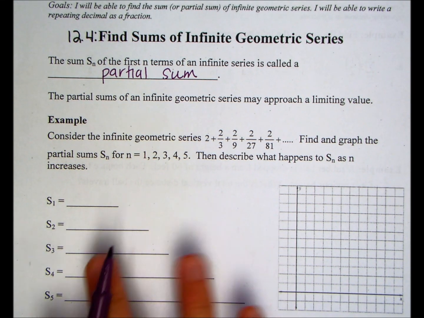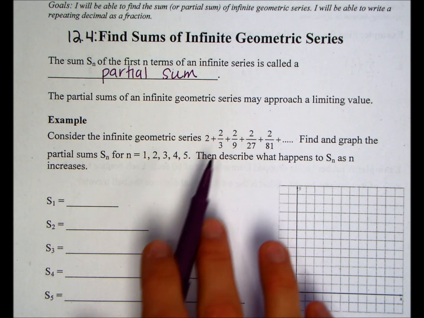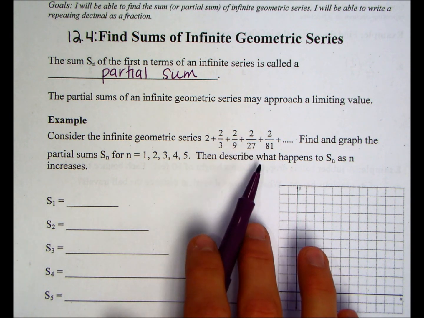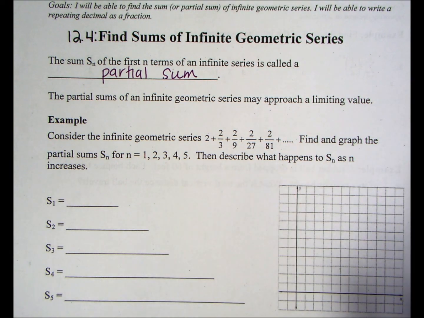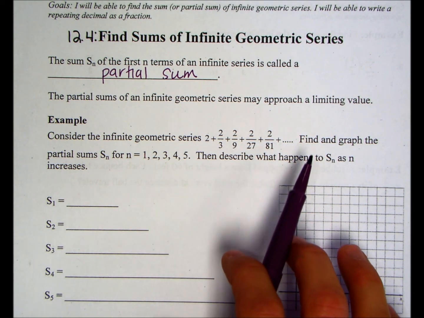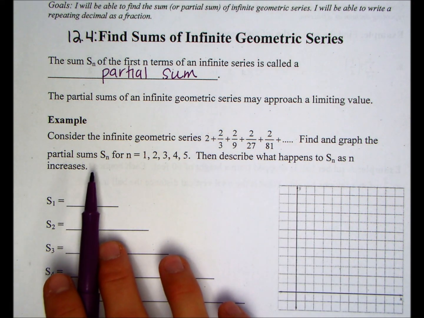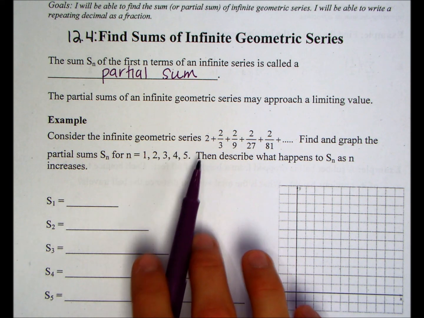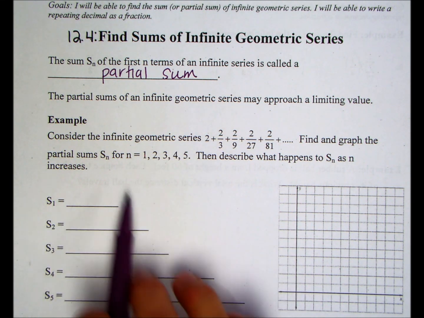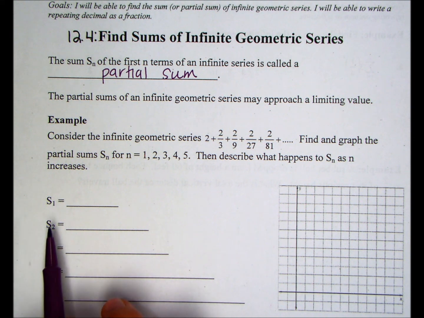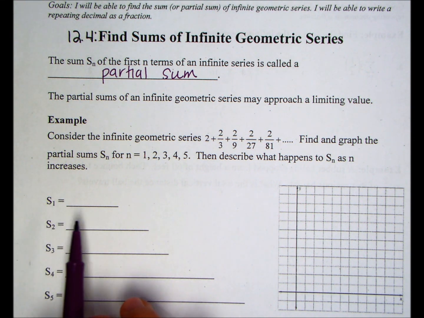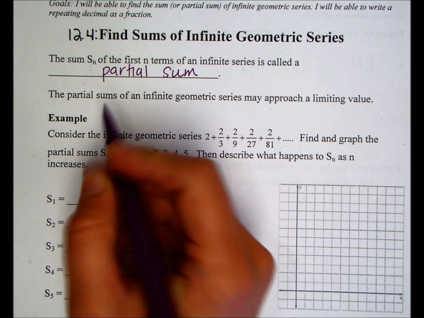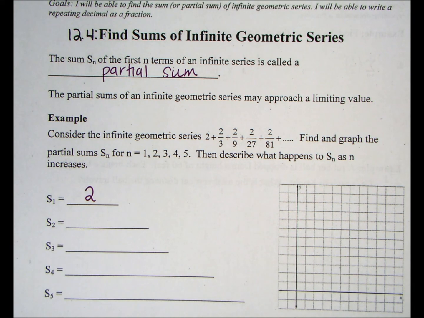So consider the infinite geometric series 2 plus 2/3 plus 2/9 plus 2/27 plus 2/81 plus it goes on forever, hence why it's infinite. It wants us to find and graph the partial sums Sn for when n equals 1, 2, 3, 4, and 5. So when n equals 1, I'm just looking at the first term. When n equals 2, I'm adding the first and the second, the sum of the first two terms. So for the first term, S of 1 is just 2.